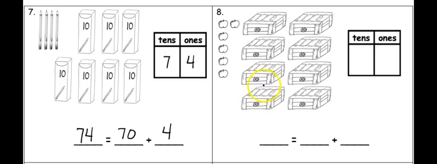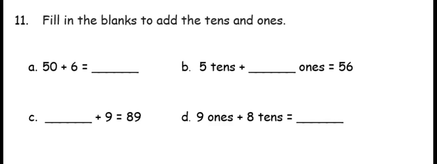We've got crates of apples. There's 10 in each crate. So I have 10, 20, 30, 40, 50, 60, 70, 80 apples in the crates because I have 8 groups of 10. And then I have 6 more individual apples. That gives me a total of 86 apples, and it's made up of 80 apples in the 8 crates and 6 individual apples. In the last section, we're asked to fill in the blanks to add the tens and ones.